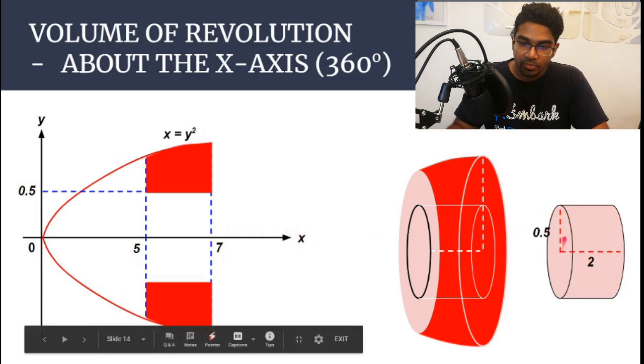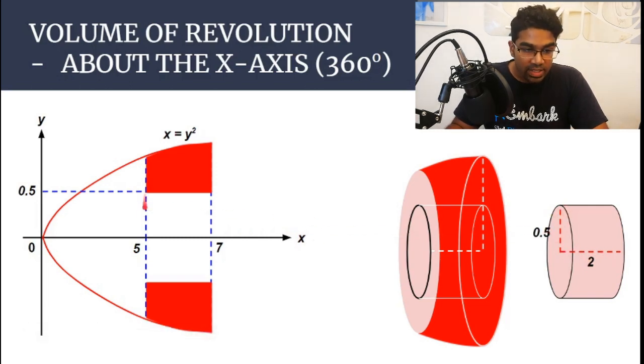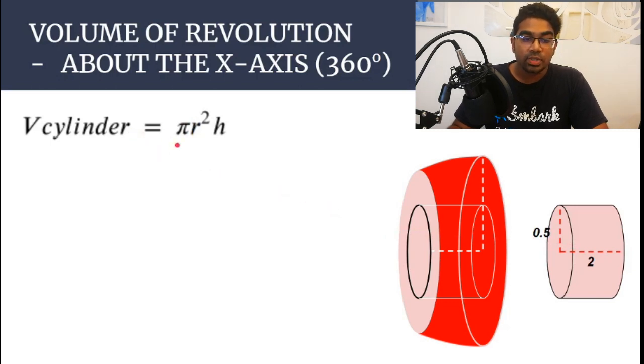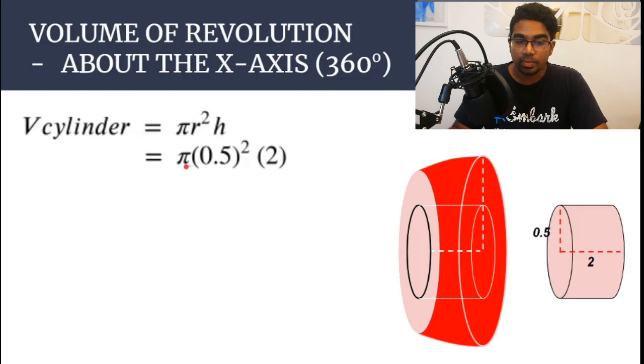And then the radius here is actually this line here. The length of this line here is 0.5 units. So the radius is 0.5, and the height is 2. And so the volume of the cylinder, which is pi r squared h, we just substitute the values of r and h inside. So pi times 0.5 squared, 0.5 is the radius, times 2, the height. And we will get 0.5 pi. So 0.5 pi is the volume of the cylinder.